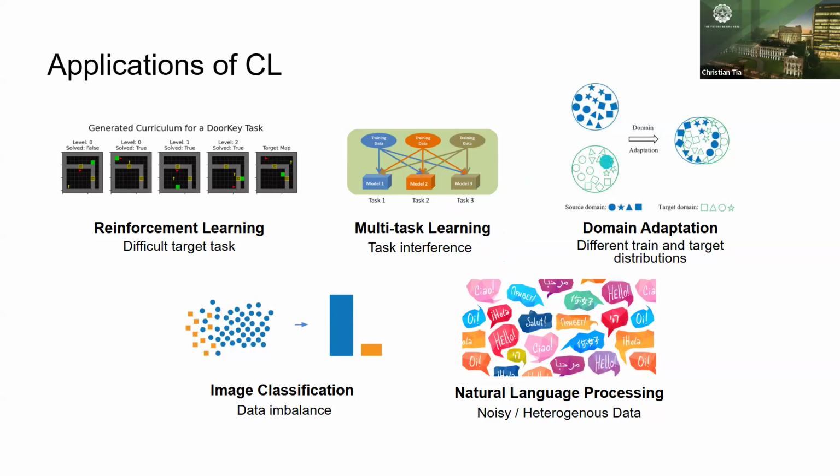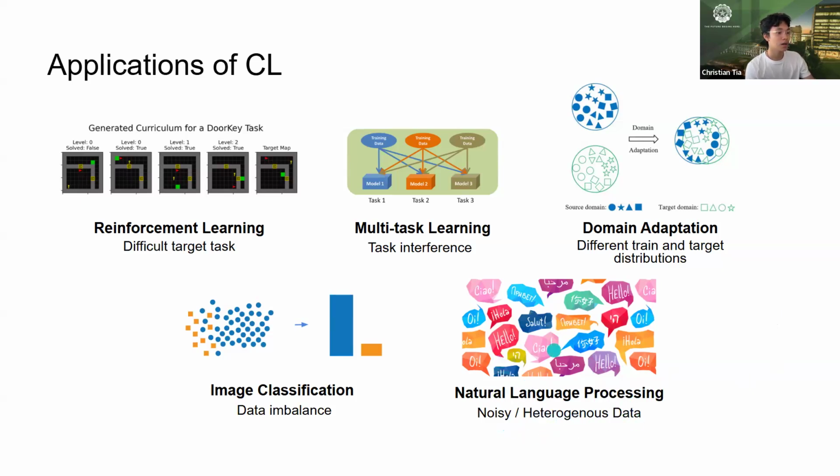Domain adaptation as well. This is similar to the denoising distribution shift that I showed earlier, where you have different train and target distributions. And also, interestingly, for image classification, data imbalance could be solved by curriculum learning. This is the example I showed earlier with lung nodules, where they started with an easier version of the data set, which is more balanced, and then slowly shifted towards the harder, imbalanced training set.